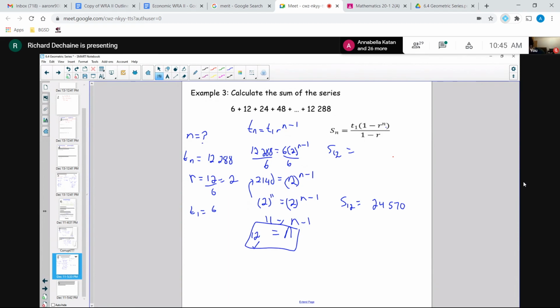My screen is really small, so I'm going to ask Landon. Landon, how do I know that 12,288 is my last term? What tells me that? How do you know 12,288 is the last term? There's nothing past it. What tells you that?